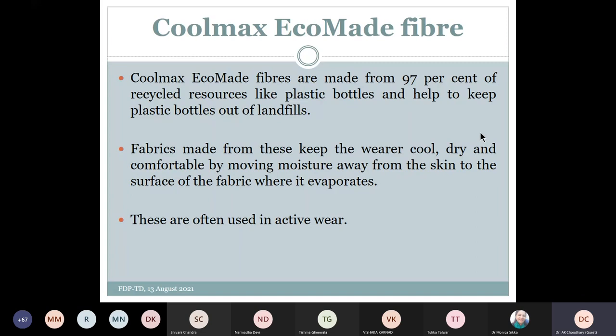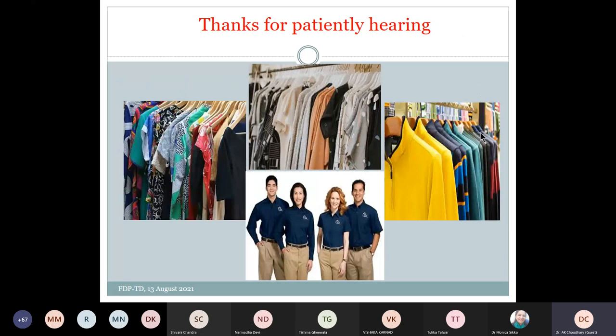So thank you for patiently hearing my presentation. And this is the overall production of apparel manufactured from fibers, and each and every fiber has specific properties. The chemistry of the fiber will decide the properties of the fabrics and the properties of the garments. So all the comfort level and all the ease of use of any textile product basically depends on the properties of the fibers.